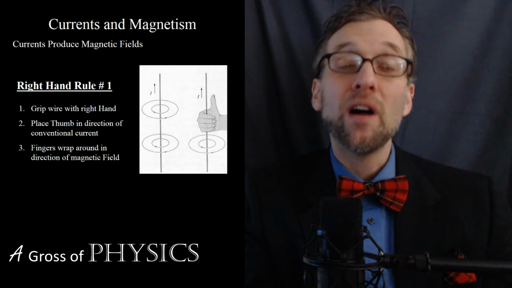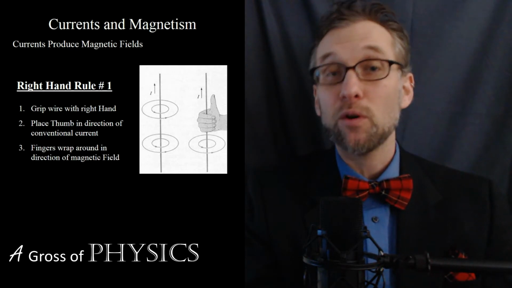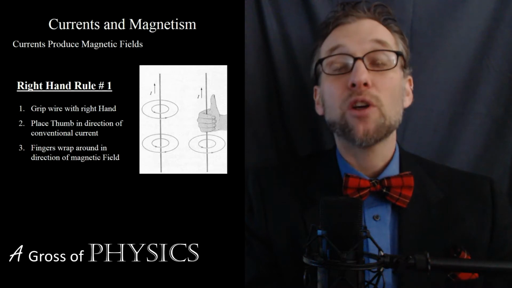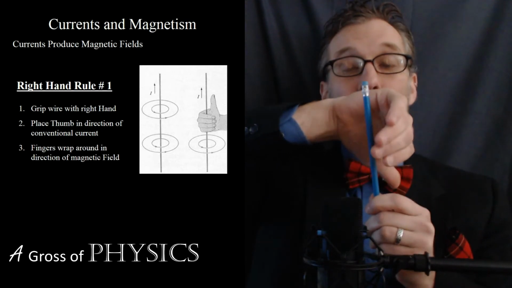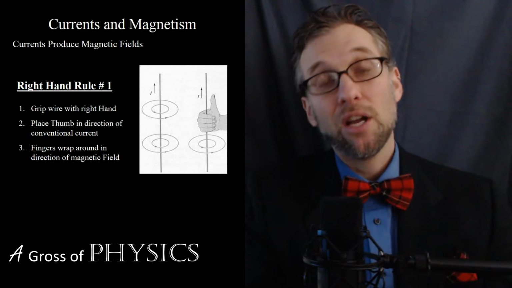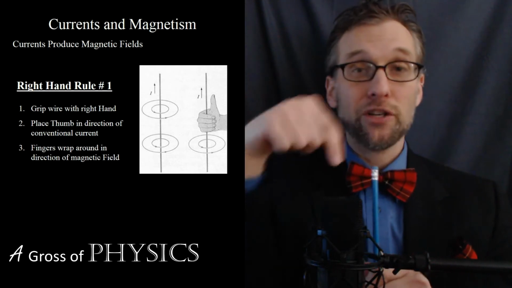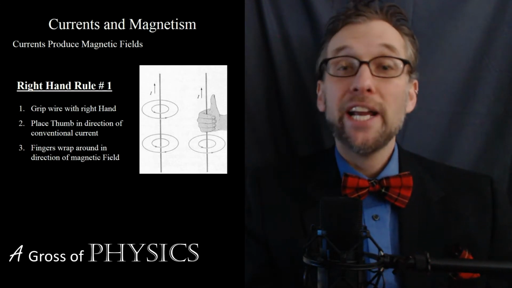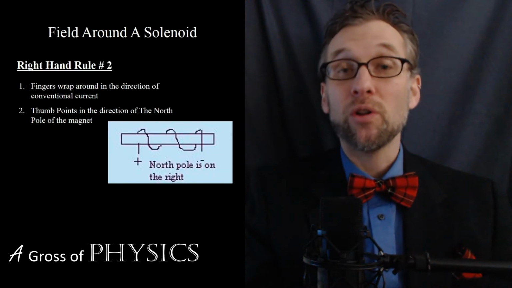So right-hand rule 1, and remember, I'm always going to use the direction of proton flow: put your thumb in the direction of the proton flow, and then your fingers wrap around the wire in the direction of the magnetic field. So in this case, the magnetic field flows in this direction. That's right-hand rule 1. Now right-hand rule 2 deals with a solenoid.